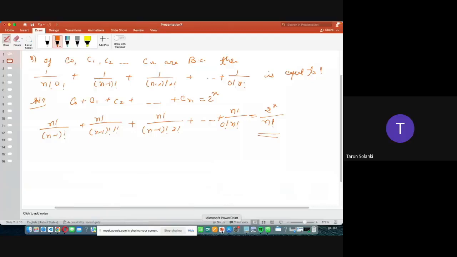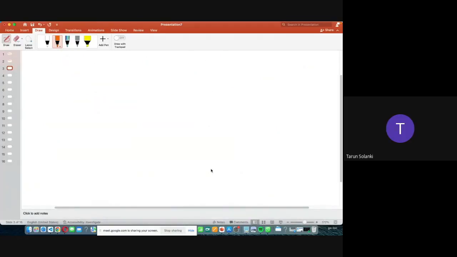Now let's start the next topic, which is binomial theorem for any index. Let me write it here. Binomial theorem for any index.